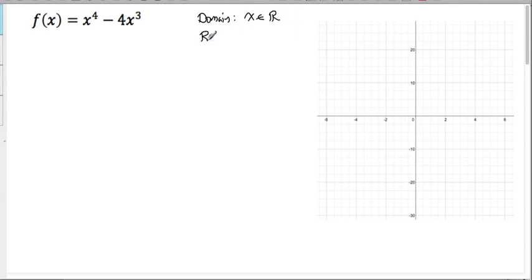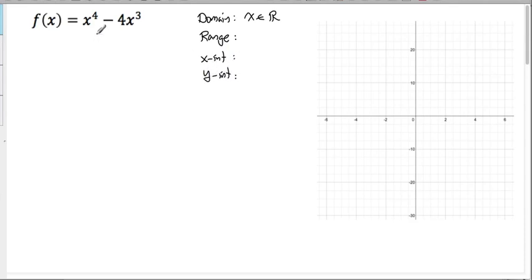In the range, because it's to the fourth power, I know it's going to make maybe overall this U shape, maybe a double U shape. So I don't know exactly what the lowest point is going to be, and we'll figure that out later. Let's find the x and y intercepts. X-intercept and the y-intercept.